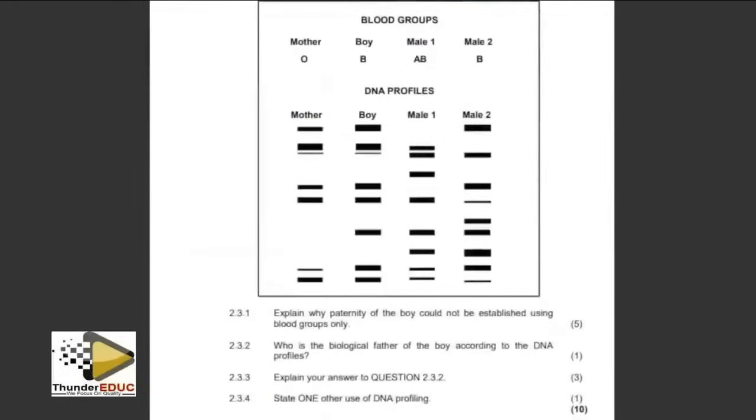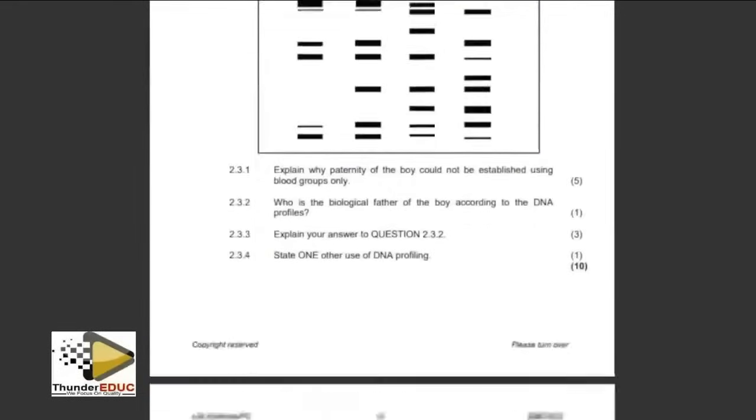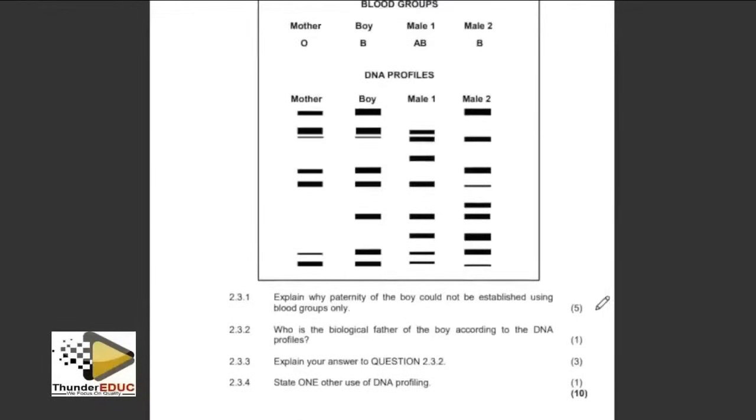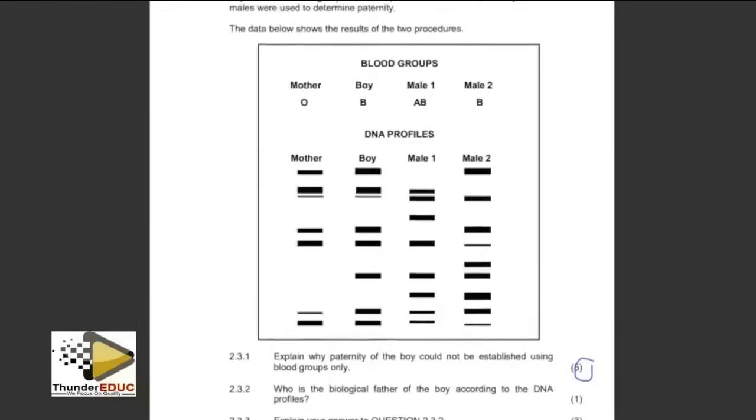Oh, there's one question here for blood group. But I think we exhausted the blood group, but you see that blood group also has 5 marks. Explain why paternity of the boy could not be established using the blood group. Why is the paternity test not able to be established? To conclude that this is the father of the individual. It's because many people have the same type of blood group.